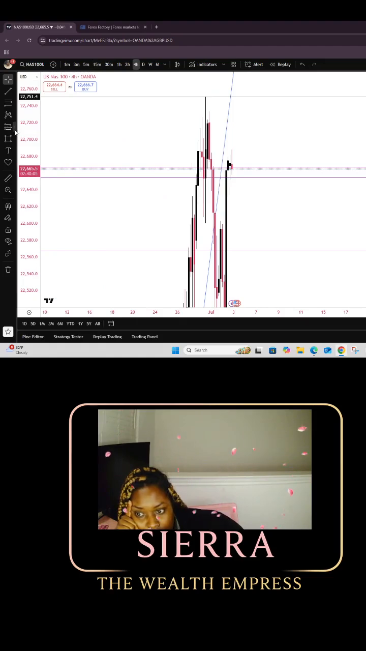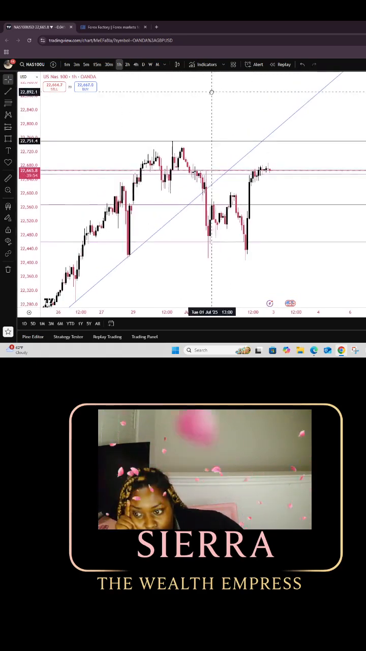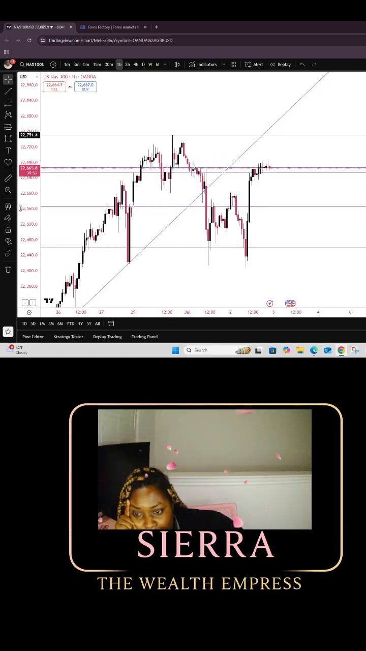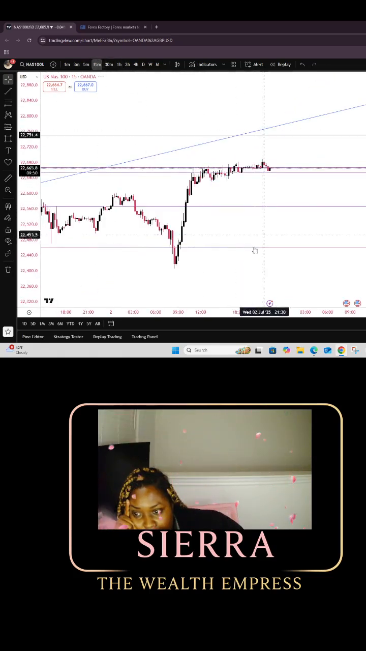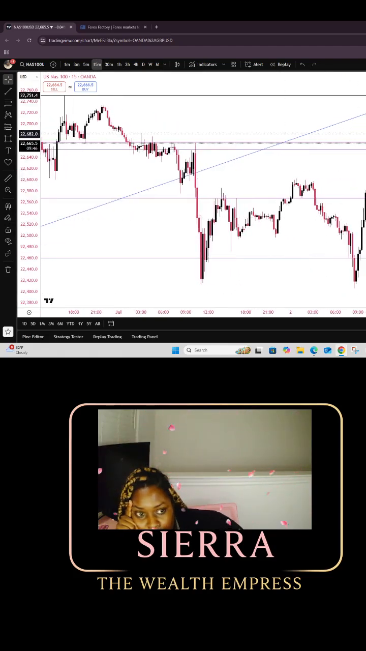4-hour liquidity. I guess you're talking about this high here. I don't consider it liquidity unless it's equal. Okay. But heck yeah, we're right now at a zone on the 15-minute.